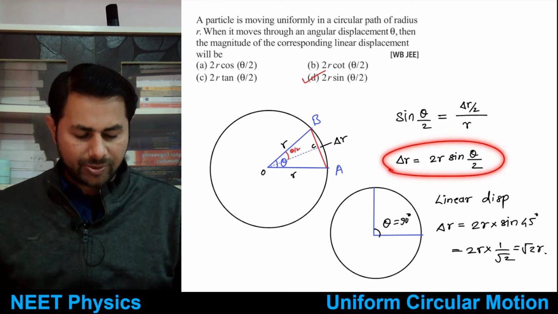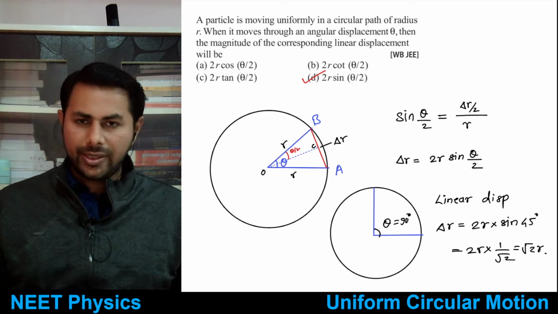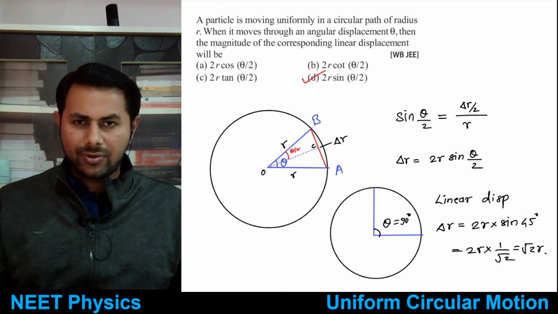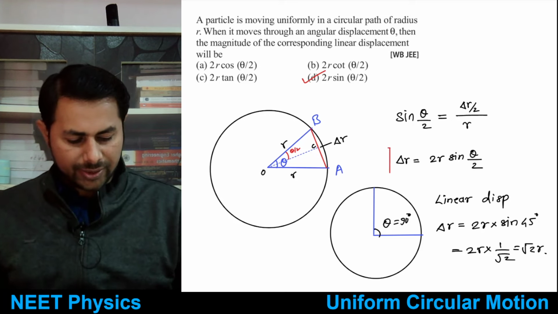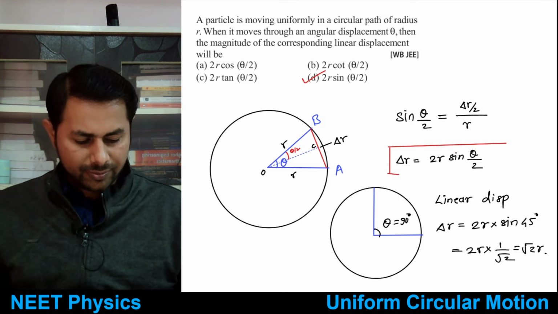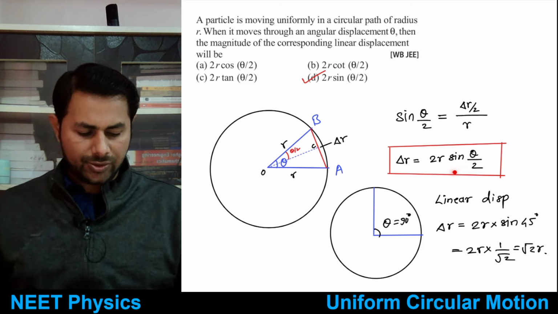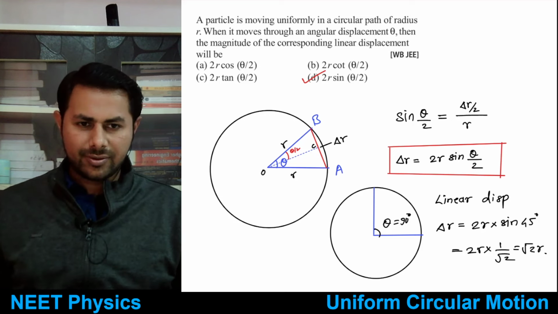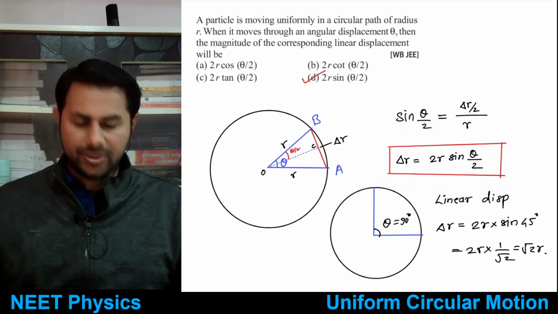We can simply remember this formula: linear displacement is just equal to 2r times sine theta by 2. So if the angle is 120 degrees, just take sine of 60. What would be the linear displacement? 2r multiplied by sine of 60. Is this clear? Yes, no? Just remember this as a fact, as a trick, you can say. Remember this, because they can ask about the linear displacement.